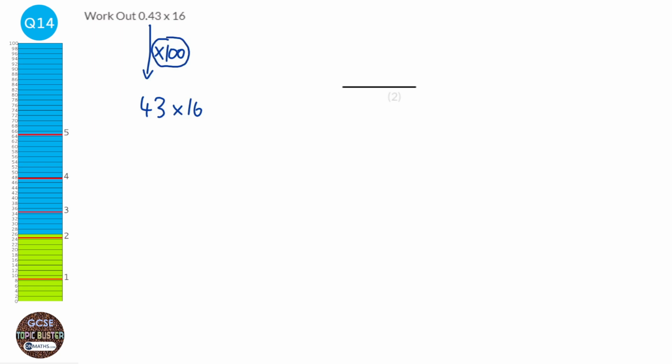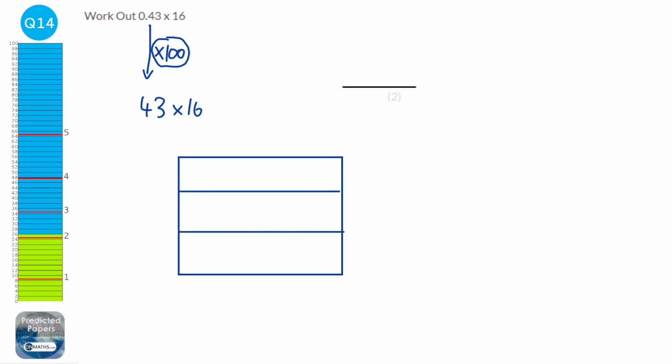And to do 43 times 16, there are loads and loads of different methods. Just pick whichever method you enjoy doing or that you find easiest. I'm going to do the grid method, but it by no means is the best method. It's just the one I'm choosing to do.